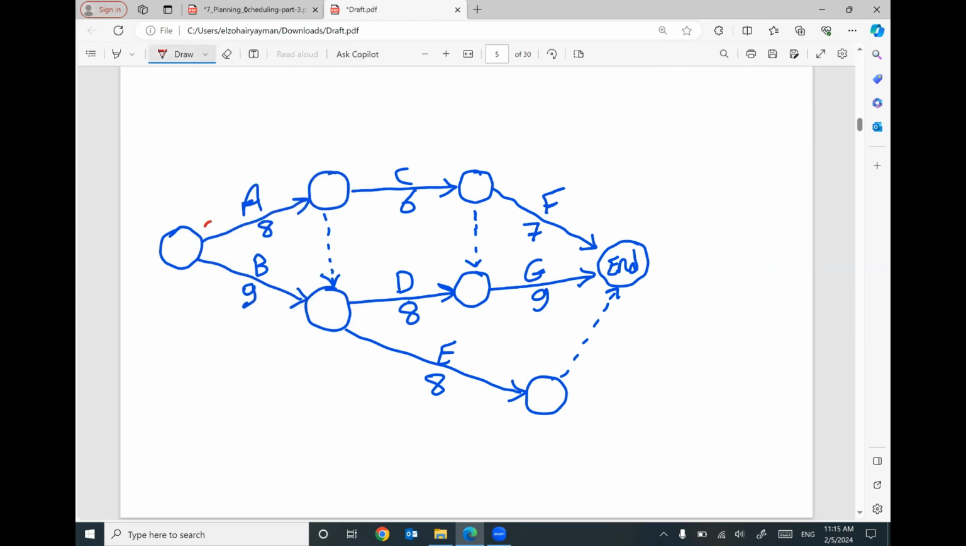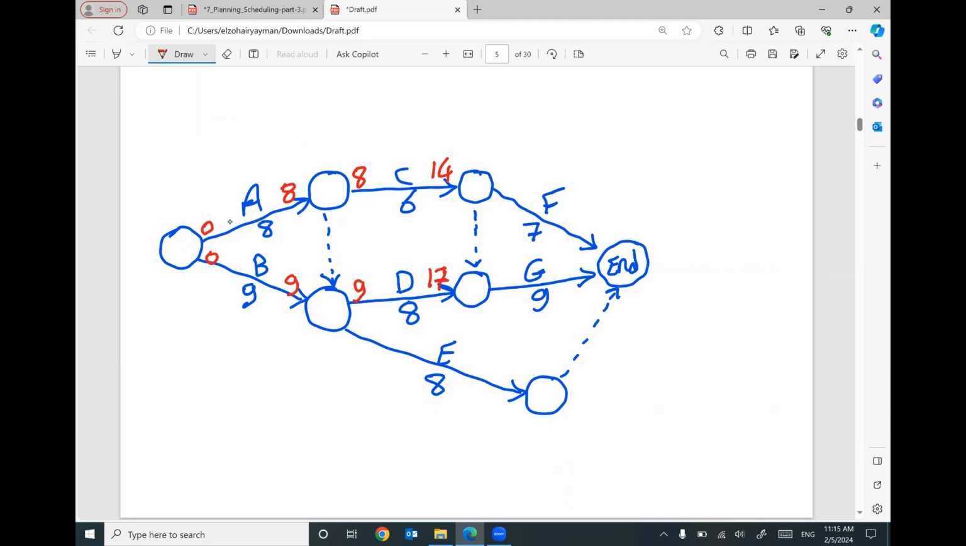Then I can start the scheduling. The beginning of the project will be at 0. So the early finish for activity A and B will be 0 plus 8 will be 8, 0 plus 9 will be 9. For activity C, the early start will be 8 plus 6 will be 14. For activity D, we have predecessors A and B, so we have 8 and 9. I'm going to use the biggest number, 9, plus 8 will be 17.